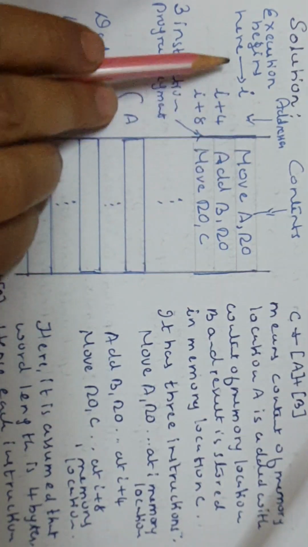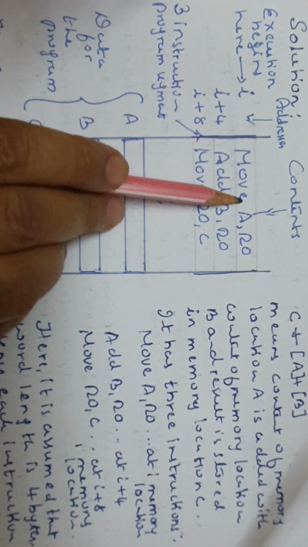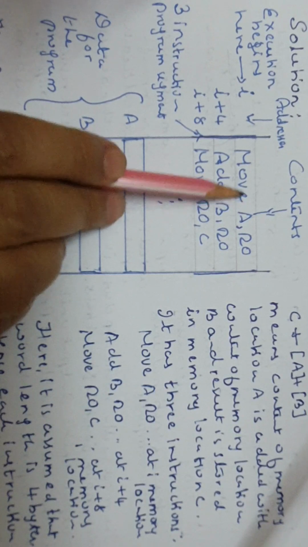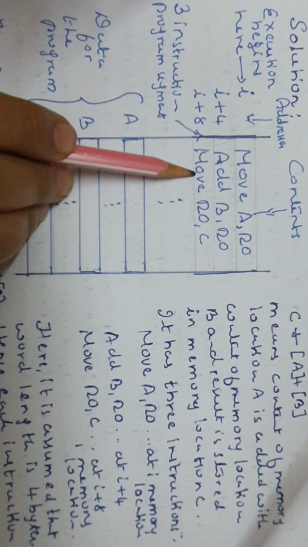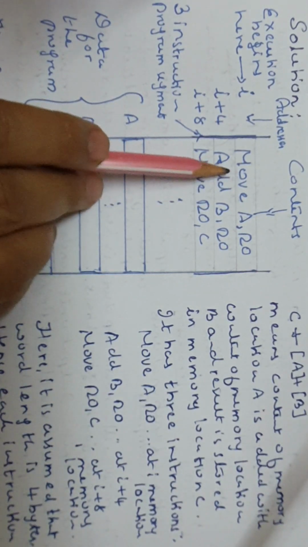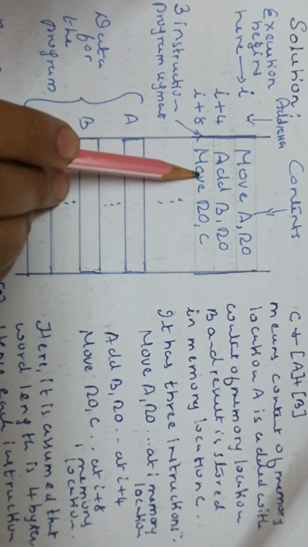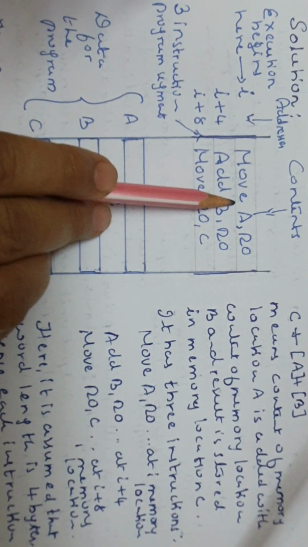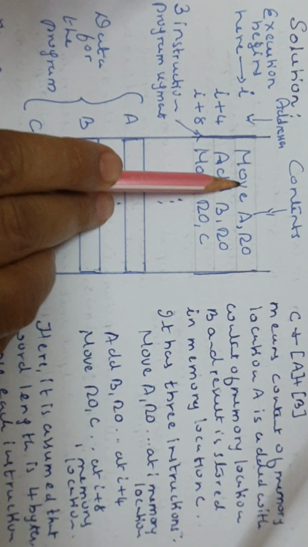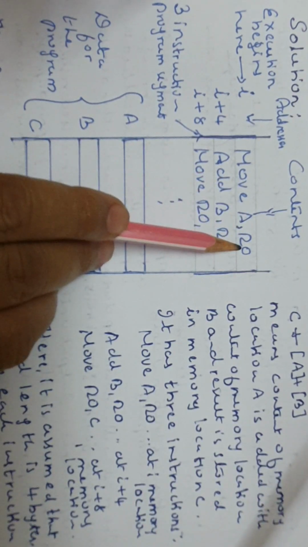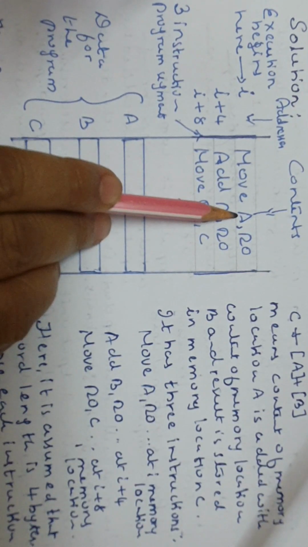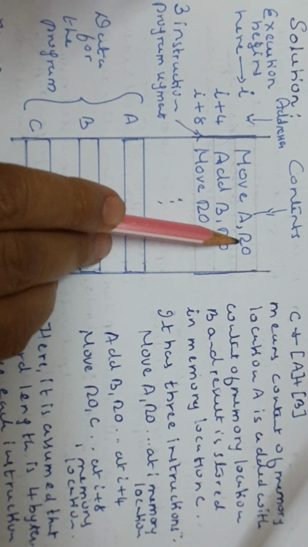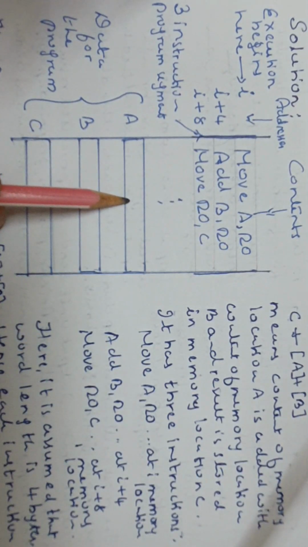Okay. Execution begins here. First this instruction is executed, then the next, and then the next, means sequentially one after the other these 3 instructions are executed to get C equal to A plus B. So what is happening in this instruction? The move instruction will copy the content. This is the source, this is the destination. So from the A memory location it is copied to the R0 register of the processor.